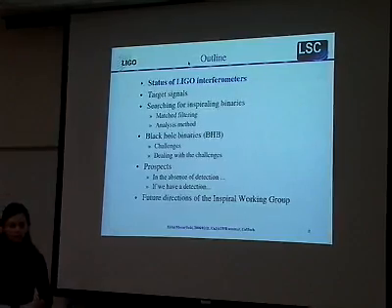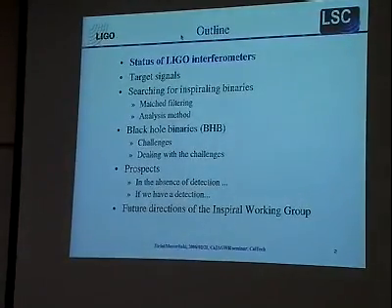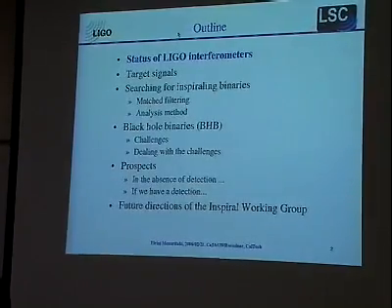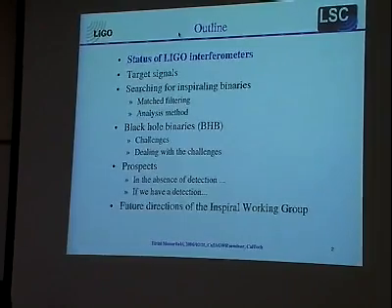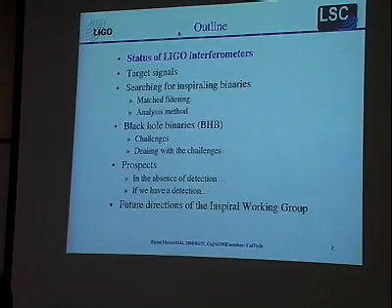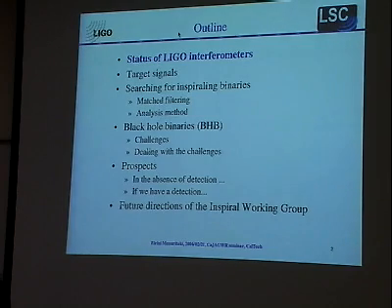So here's an outline of what I'm going to talk about. I'm going to talk a little bit about the status of the LIGO interferometers right now. I will mention the target signals of the Inspiral group and how we search for those signals. I will focus on black hole binaries because that's what I've been working on mainly within the Inspiral working group. And as I said previously, I will mention the challenges that we face and how we deal with those challenges. And I will spend a significant amount of time on what we can gain by the black hole binary searches. And I will conclude with future directions that the Inspiral working group has taken.